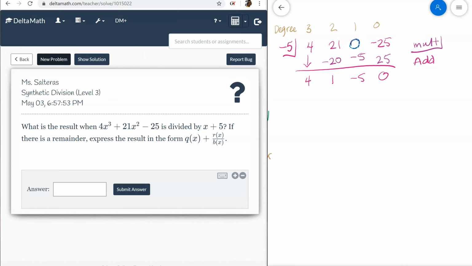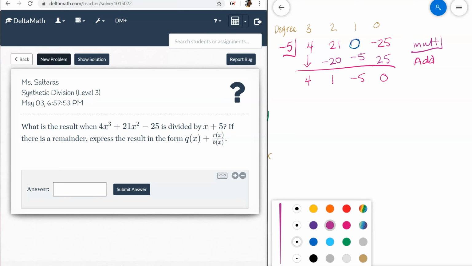You'll also see a couple people put another box over here so that they separate and you can tell that that 0 is a remainder. I don't do that, but just so that you guys know why people set it up a little bit differently. It's really what you are comfortable with and know which numbers are which.